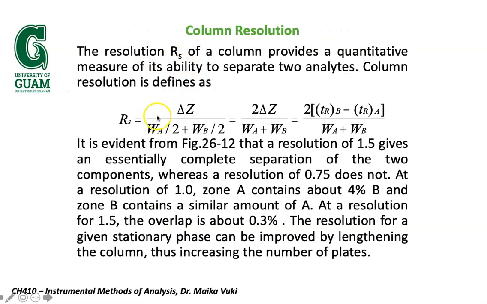Now, column resolution is given by this change in Z over the width of the peaks. So whether taking the full width of peak A and peak B, that is of components A and B, or half the width of the components, as you can see. And that can be related to the retention time values. So one important aspect about resolution is that a value of 1.5 represents a reliable or very good resolution compared to values below that.